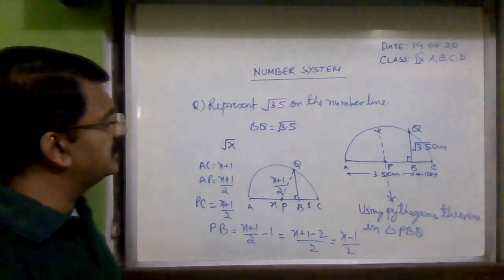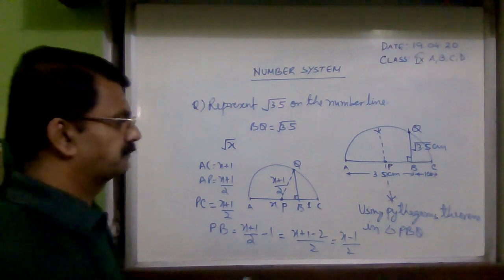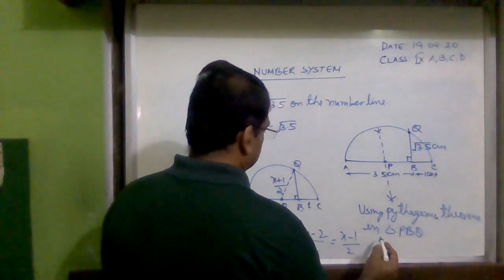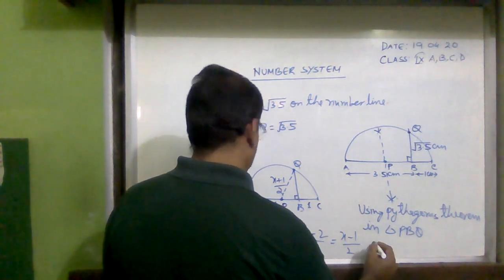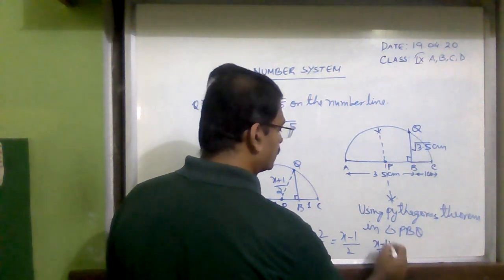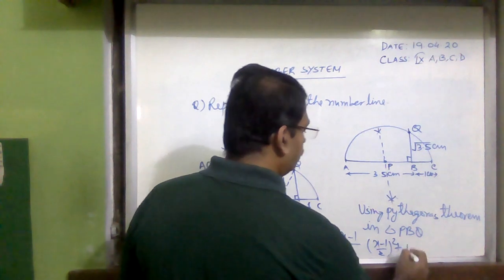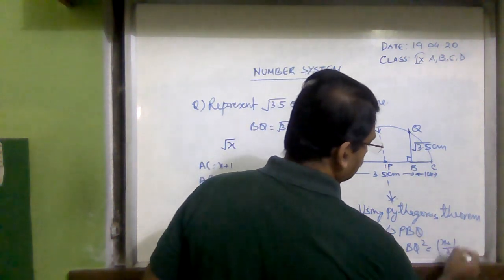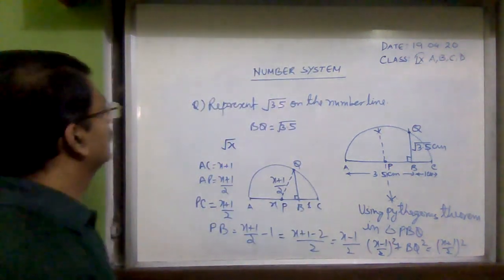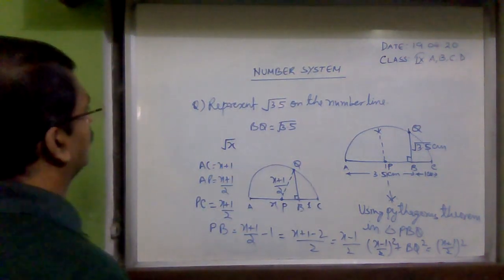using Pythagoras theorem in triangle PBQ. So ((x minus 1) by 2) square plus BQ square is equal to ((x plus 1) by 2) square. Clear? And now I'll continue here.